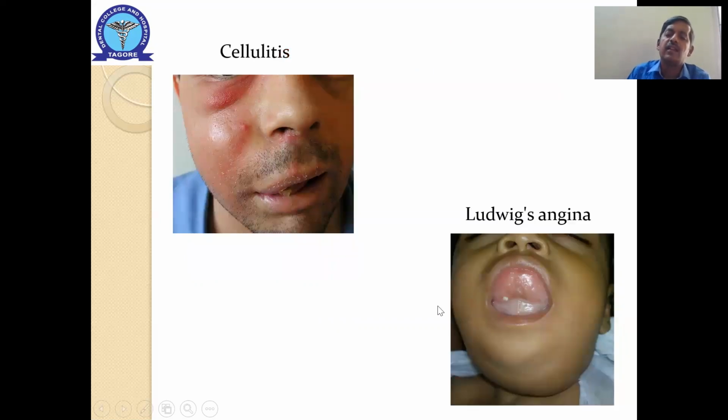This is cellulitis. This is Ludwig's angina. What is cellulitis? It's a spreading subcutaneous inflammation. Normally cellulitis originates from a dental, that is odontogenic, origin. Ludwig's angina is one type of cellulitis that involves the submandibular and sublingual space infection, and the patient has difficulty in breathing. Both these conditions need emergency management.